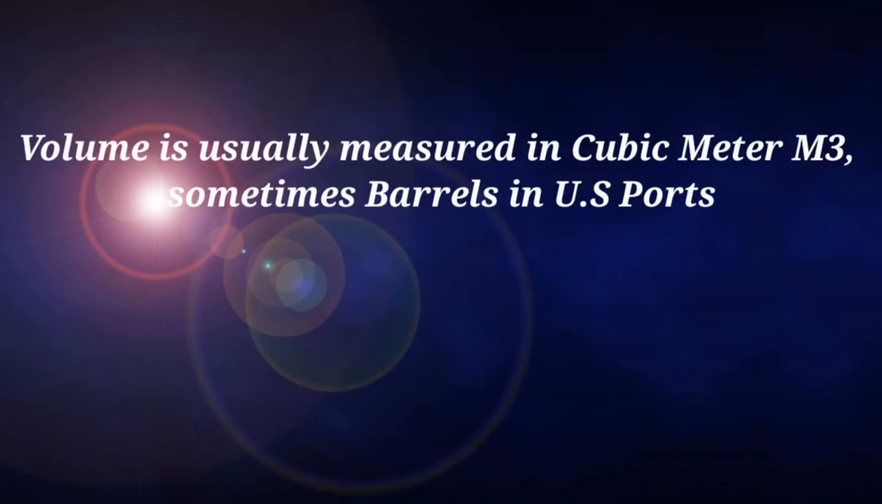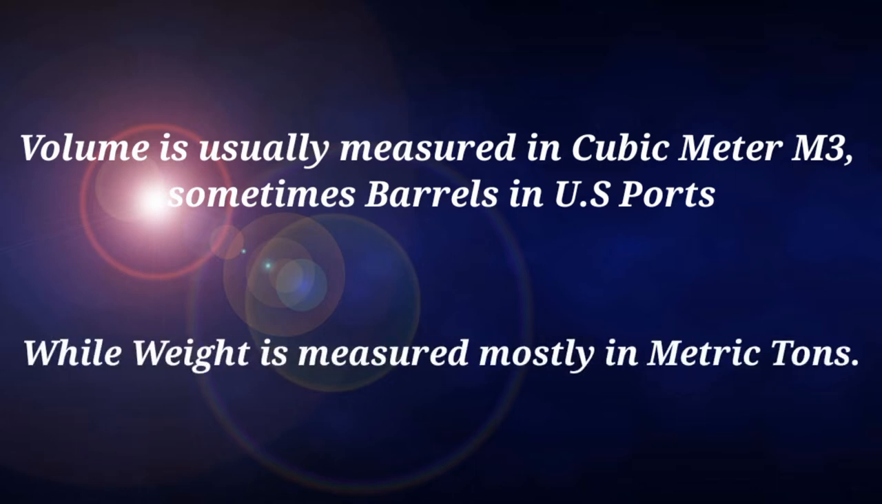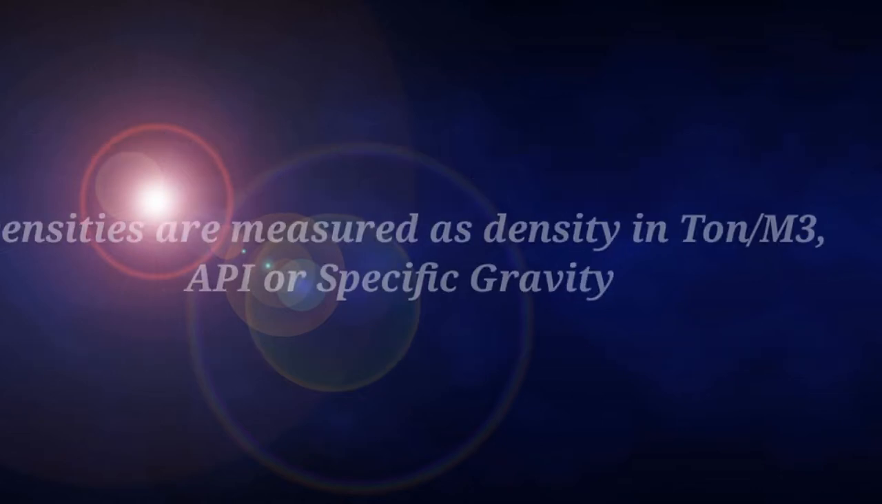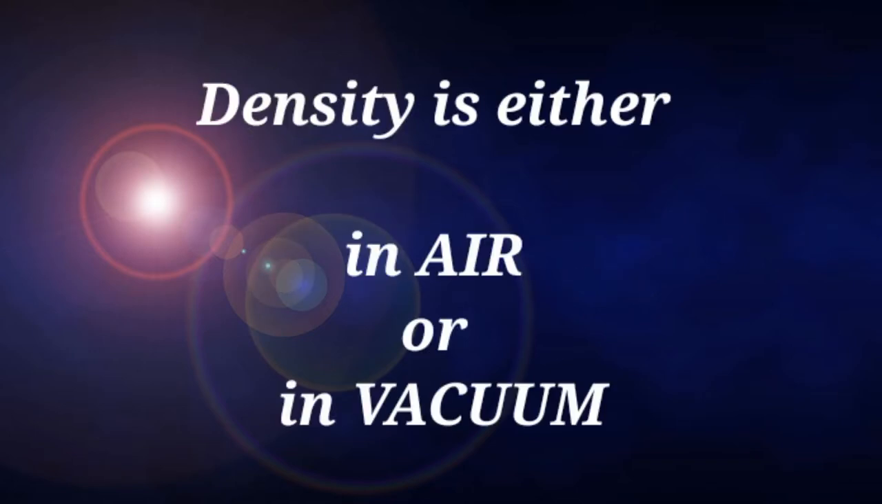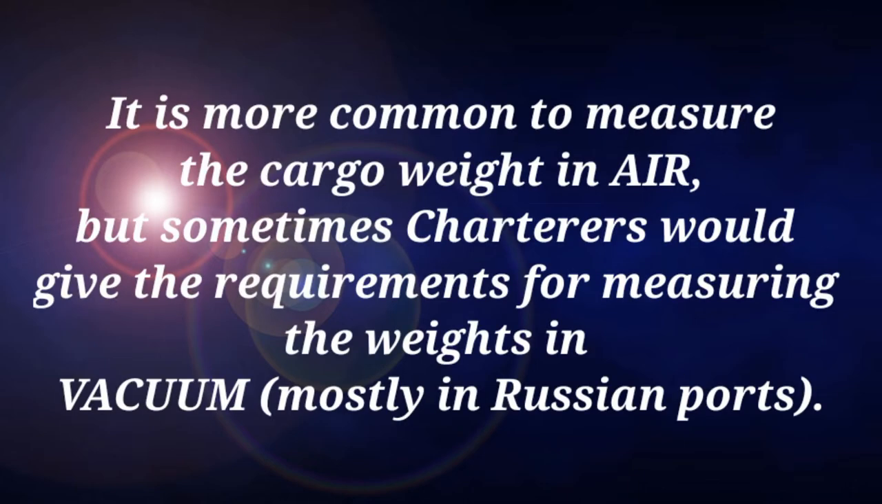Volume is usually measured in cubic meters or sometimes in barrels, while weight is measured mostly in metric tons or sometimes in long tons. Densities are measured as density in tons per cubic meter, and API or specific gravity, and this density is either in air or in vacuum. Even though on some ships it's more common to measure the cargo weights in air, sometimes you may find the charterers giving the requirement for measuring the weight in vacuum.